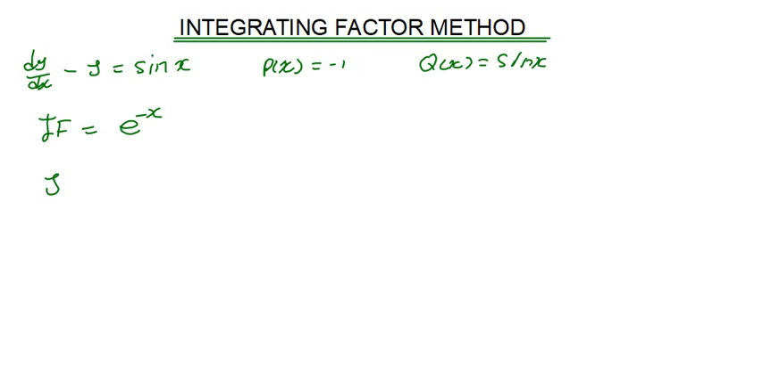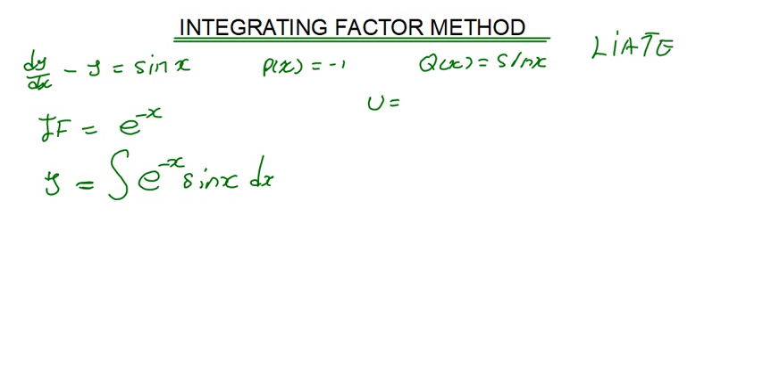So our solution: y will be equal to the integral of the integrating factor multiplied by q of x, which is sine x dx. Now this is where we remind ourselves of integration by parts. I can utilize what is called LIATE. I believe now we are familiar with this. I'm going to pick my u to be the trig function, which is simply sine x, because it comes first. The exponential comes at the end, so that is my dv, which is simply e to the minus x.